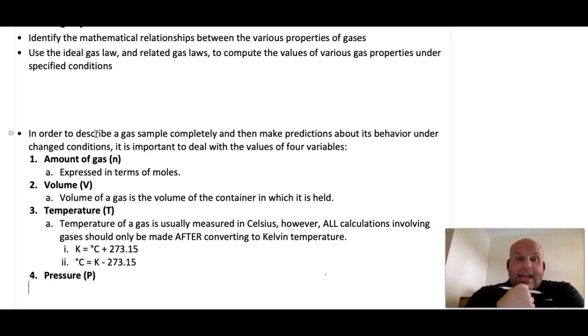The volume of a gas. Remember, volume of a gas is the volume of the container in which the gas is held because the gas is in constant random motion and fills its container completely.